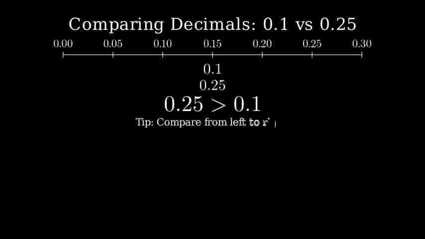When comparing decimals, always start from the leftmost digit and move right. The larger number in the first differing place value column will dictate which decimal is greater.